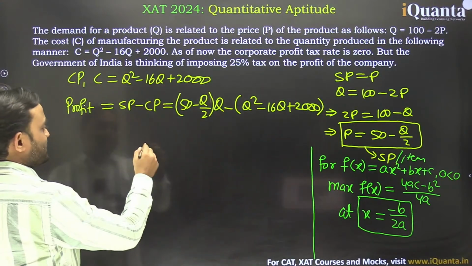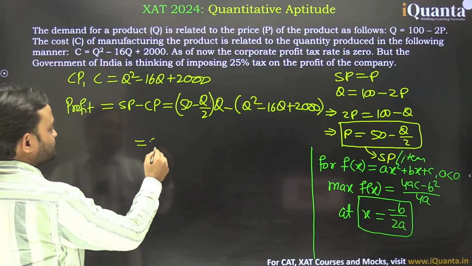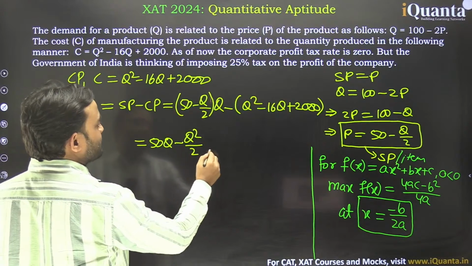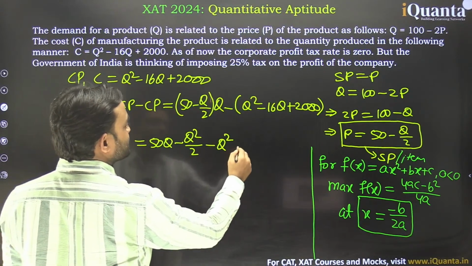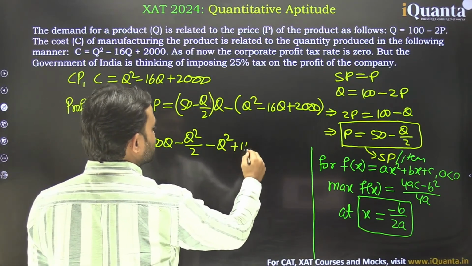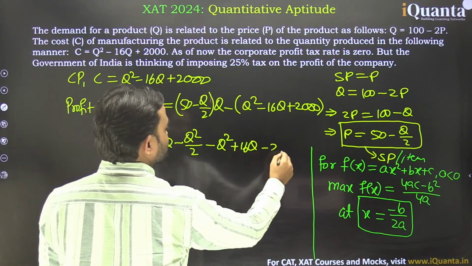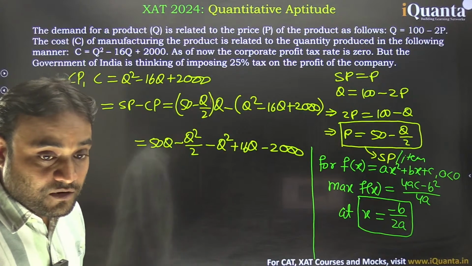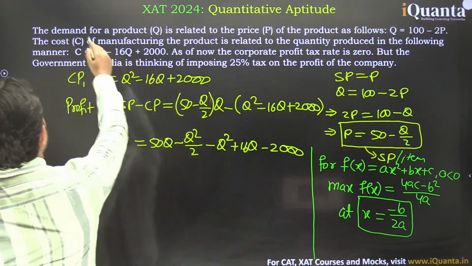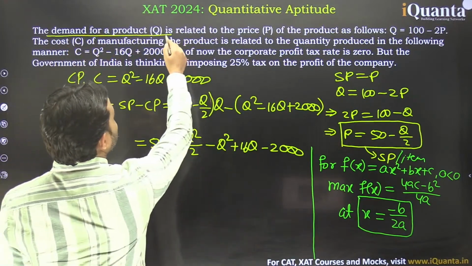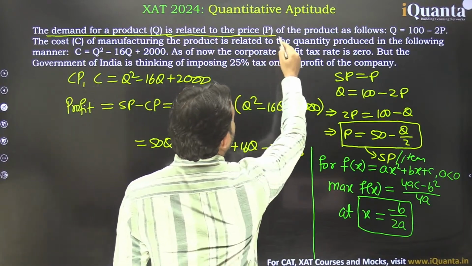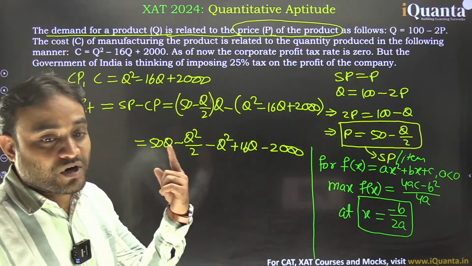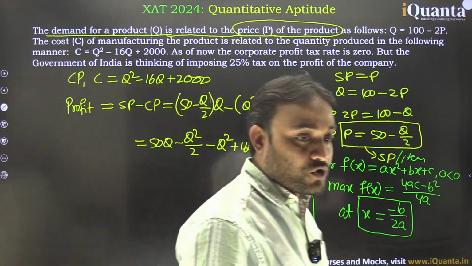This is our profit. So this will be equal to 50Q minus Q square by 2 minus Q square plus 16Q minus 2000. This will be our profit. Yes, it says the demand for a product is related to the price of the product. See, price of the product. P is the price of one product. Okay, not whole product.